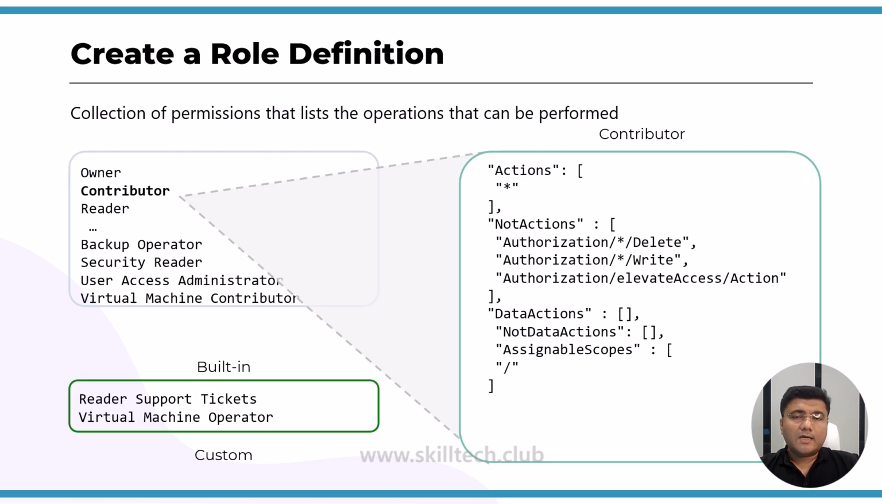Now let's have a look at how exactly we can create a new role definition. Remember, most of the time we have the common roles like owner, contributor, and reader. Now this is showing you that most of the roles are nothing but collections of permissions that list the operations that can be performed. Like they are showing you in the slide, a contributor role has multiple actions associated with it. Whichever actions are allowed or denied are combined to create this kind of a role. Now there are hundreds of built-in roles which are available, and if you're not happy with that, you can also create a custom role.